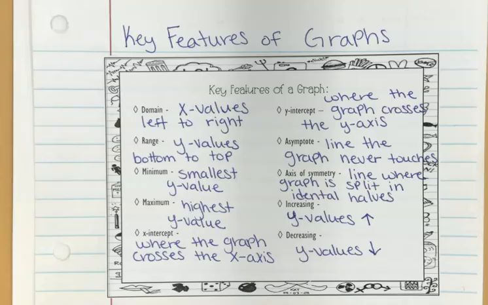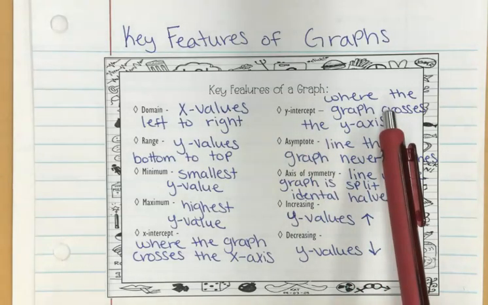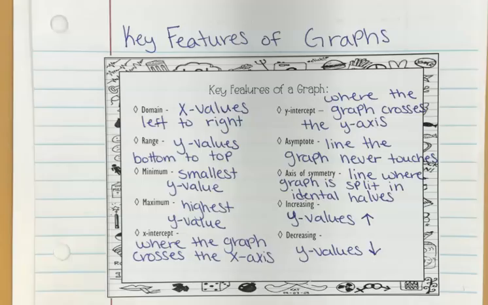So if you're looking at a parabola, usually that's where your vertex is, but not every graph is going to have a minimum or a maximum. An x-intercept is where the graph crosses the x-axis. Again, not every graph will have one. Same story for a y-intercept, where we cross the y-axis.